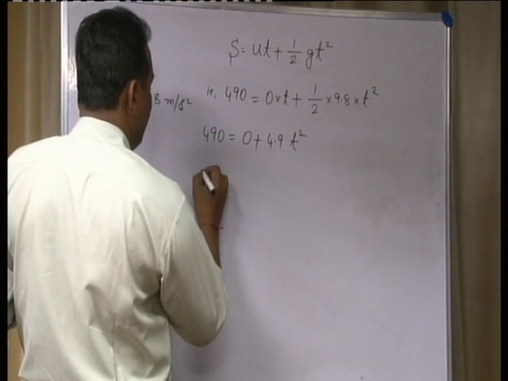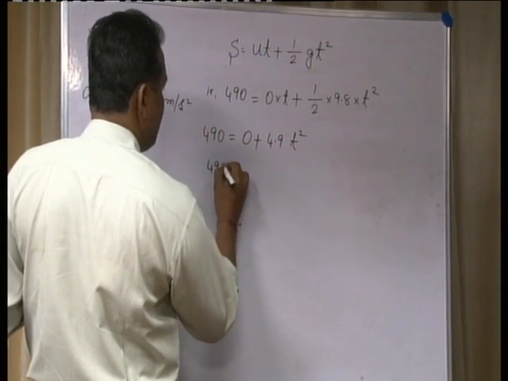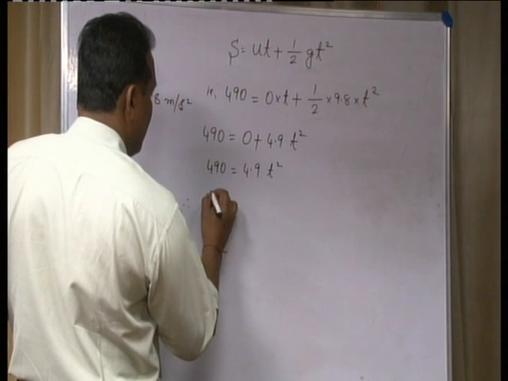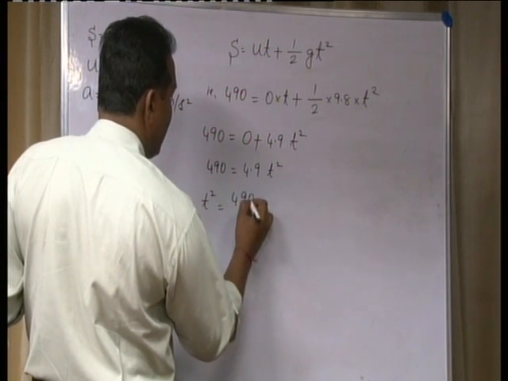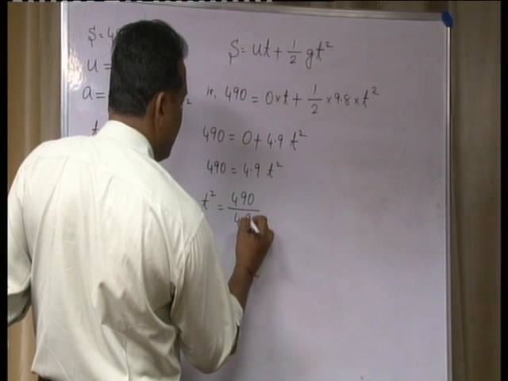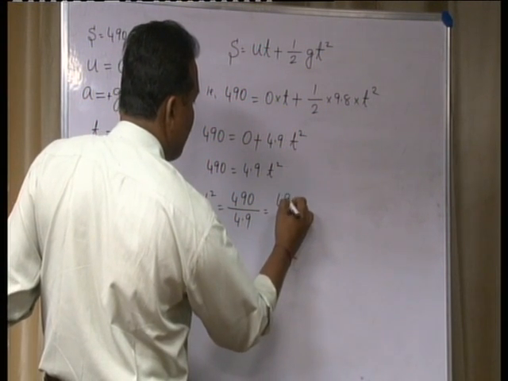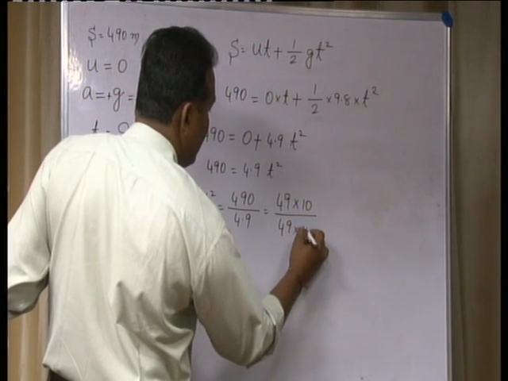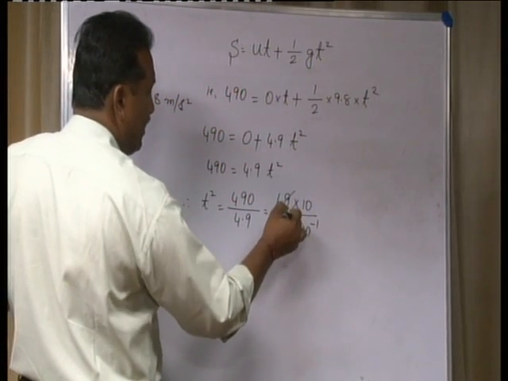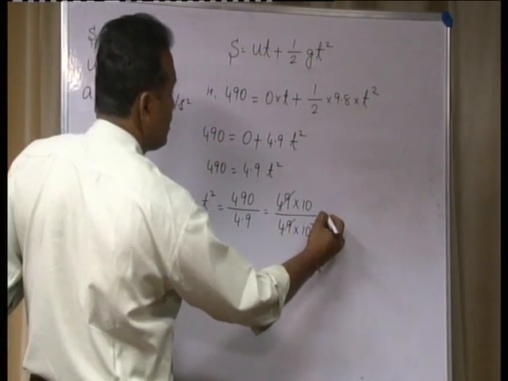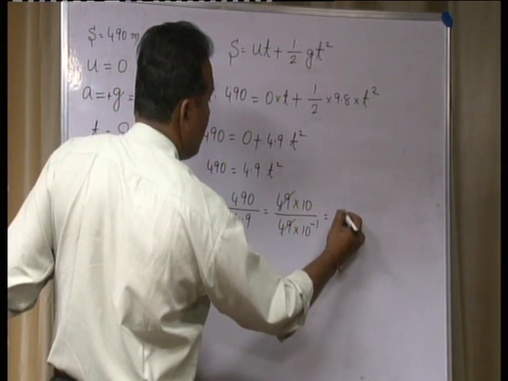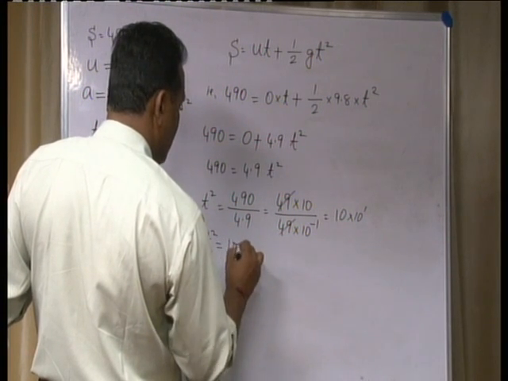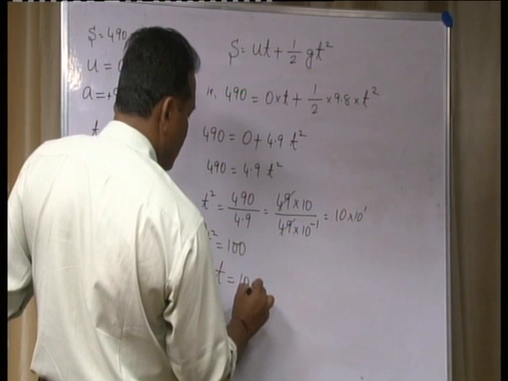Now, 490 is equal to 4.9 T square. Therefore, T square is equal to 490 divided by 4.9. You can write 490 as 49 into 10, and 4.9 as 49 into 10 power minus 1. This 49 gets cancelled. When 10 power minus 1 moves to the numerator, it becomes 10 power plus 1. So, 10 into 10 is 100. T square is equal to 100, which means T is equal to 10 seconds.